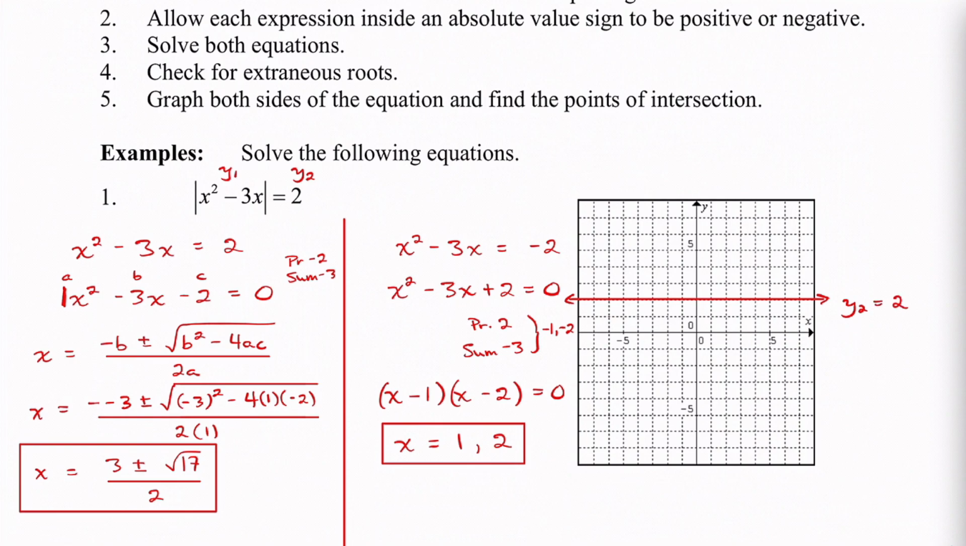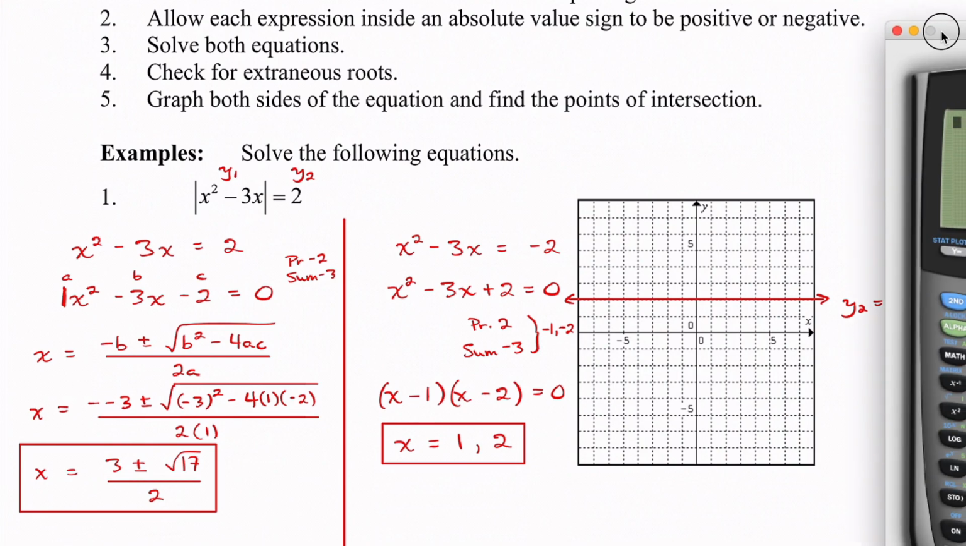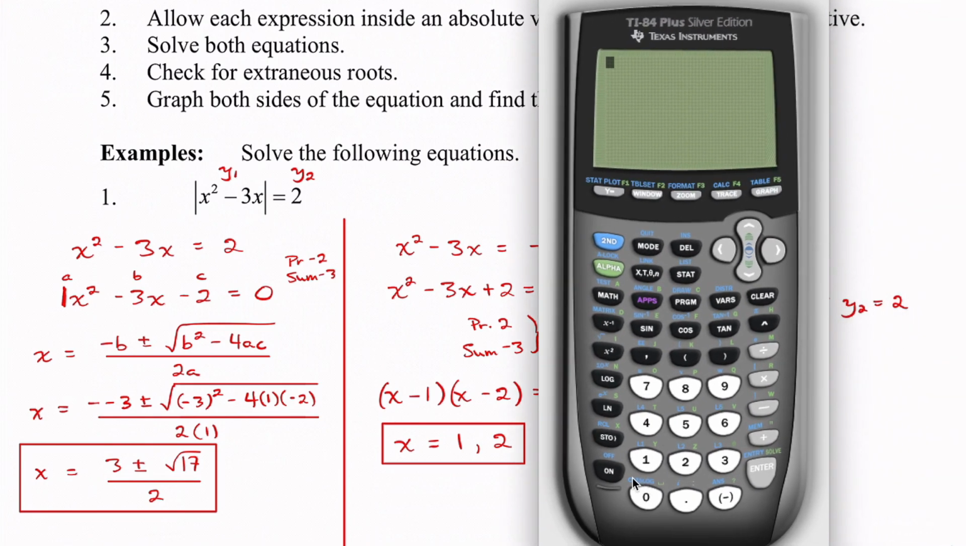To graph the function y1, we're going to use our calculator to help ourselves with that. So we can get out our calculator, and then we're going to go into y equals, and then to get the absolute value, we've got to click math, and then go over to number, and then it's the first one, so option number 1. And then I can type in x squared minus 3x. Then click enter, and then we might as well put in our other one, so that was a 2. So we'll graph this, see what it looks like.